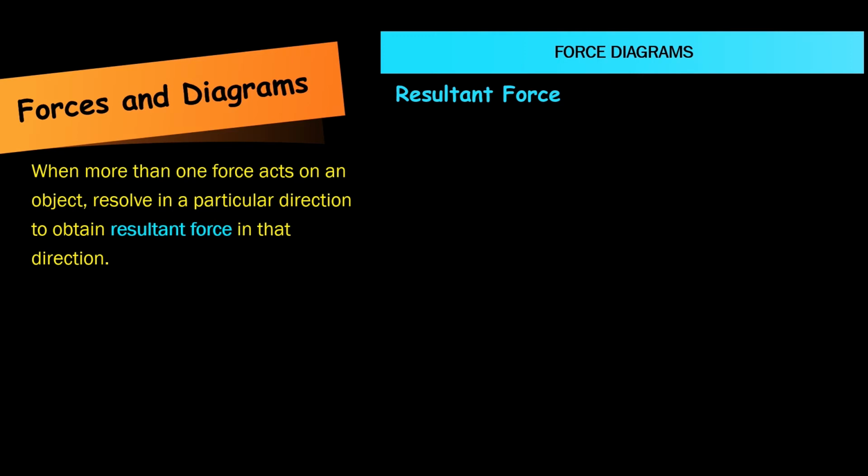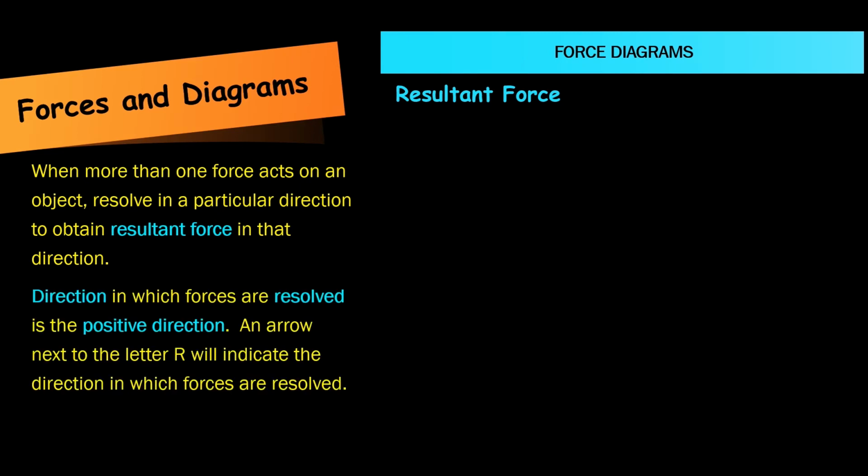When more than one force acts on an object, resolve in a particular direction to obtain the resultant force in that direction. The direction in which the forces are resolved is the positive direction. An arrow next to the letter R will indicate the direction in which the forces are resolved.